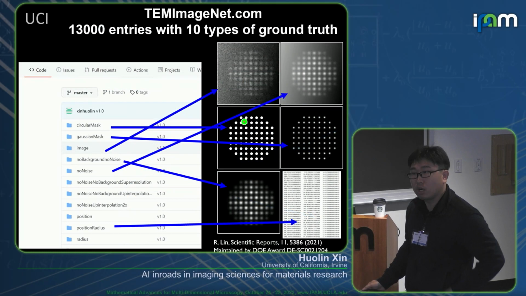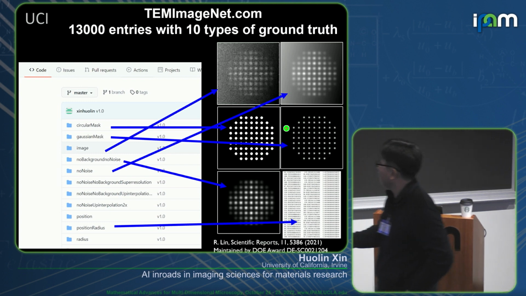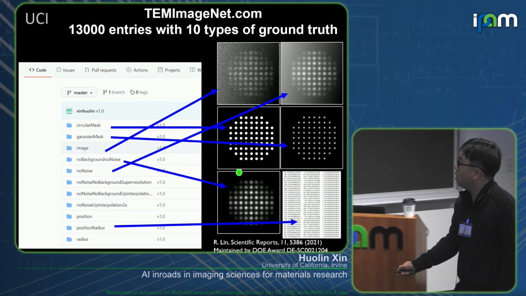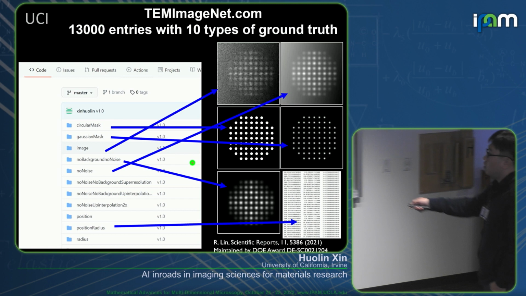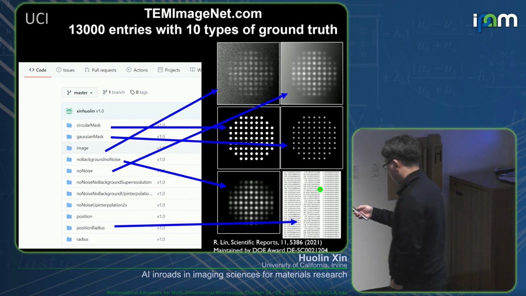Segmentation mask, if you are interested in getting the average intensity from these atomic locations, super resolution, background removal, and also all the locations of atomic positions, so you can train a localization network, right?